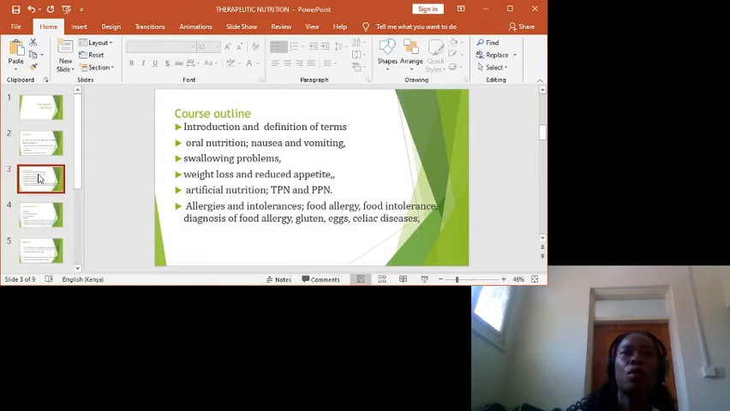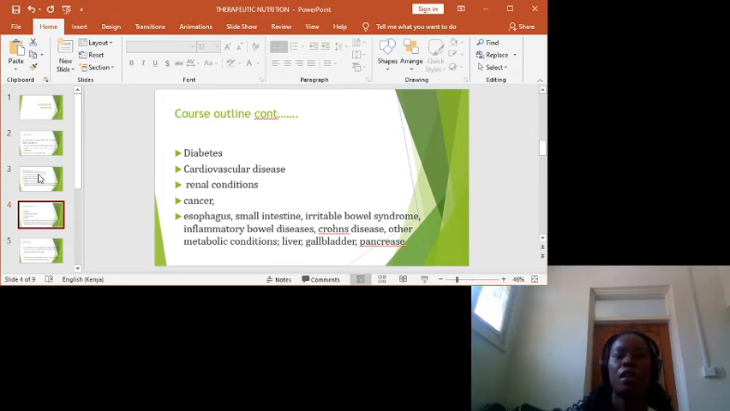We have patients who are actually feeding orally but are not able to adequately take the required nutrients. We have patients who cannot tolerate certain foods, and therefore we have to modify their foods and still be able to provide the required daily energy intake and nutrient intake.